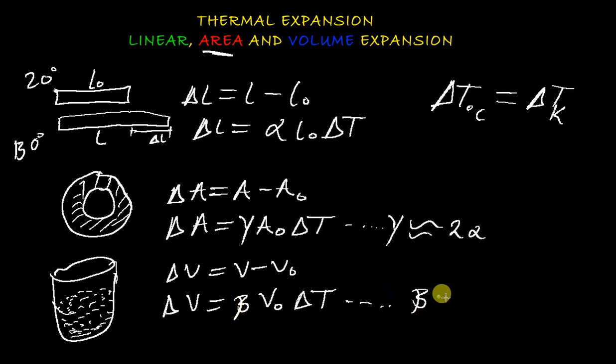Except that you have to know that this beta is just equal to 3 alpha. Of course, this is not equal, we use equivalent. So this is also not equivalent, we use approximate. So we say this beta is approximately equal to 3 alpha. Okay, so this is all about linear, area and volume expansion.